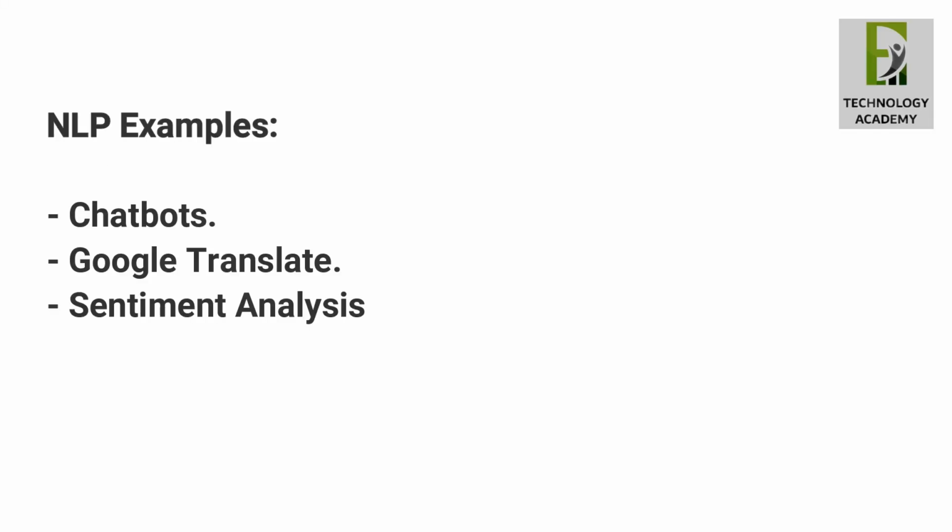The third field of AI is natural language processing. Natural language processing is a technology which allows the machine or the PC to understand and process our natural language, like text. Some examples of these technologies are chatbots, Google Translate, and sentiment analysis. And now we are going to demonstrate one of the applications related to NLP, which is a chatbot.